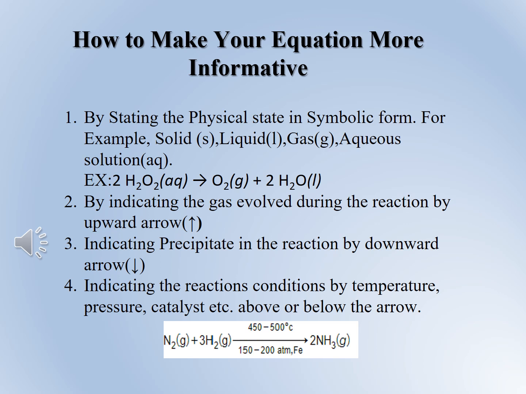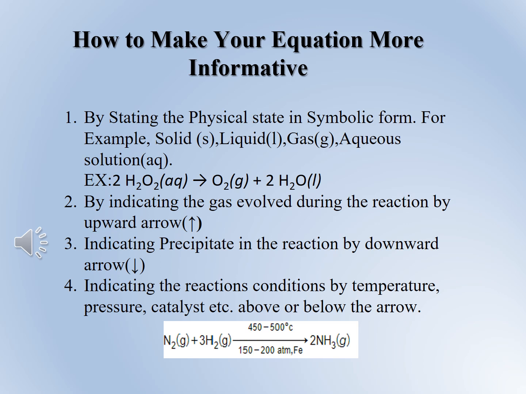Second is indicating the gas evolved during the reaction by an upward arrow. You can see in the diagram how you can show the upward arrow. Third is indicating a precipitate in the reaction by a downward arrow. Now the term precipitate is, I think, new for you. A precipitate means the insoluble solid formed during a reaction. It has a curdy, white cloudy appearance. So if there is formation of any precipitate in the reaction, you can show it by the downward arrow.